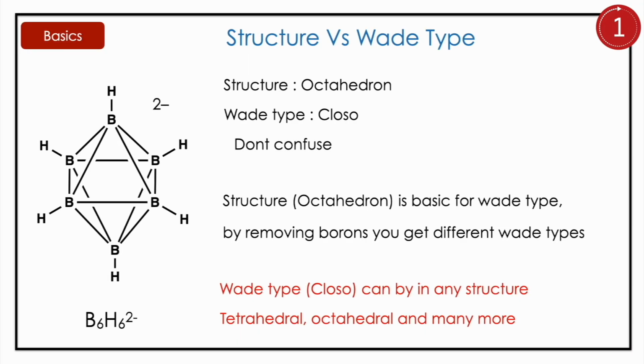There will often be confusion between structure and Wade type. The structure can be anything: tetrahedron, octahedron, trigonal bipyramid. Then it has Closo, Nido and Arachno. So don't be confused. Always read the question and answer. In this example, I have given an octahedron. By removing boron, you get different Wade types. So don't confuse structure versus Wade type.